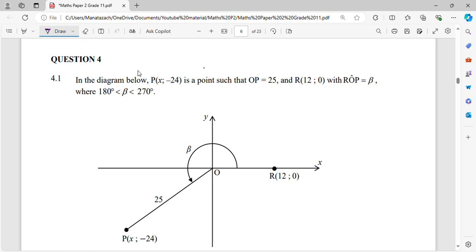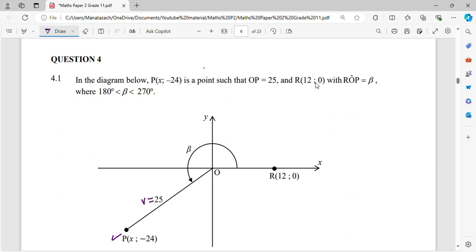Now, this is a very interesting grade 11 exam question. So let's go for it. In the diagram below, we've got point P. It's a point such that OP is 25. So this will be our radius, 25.